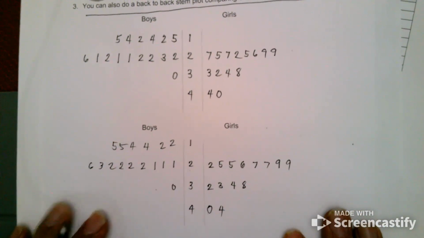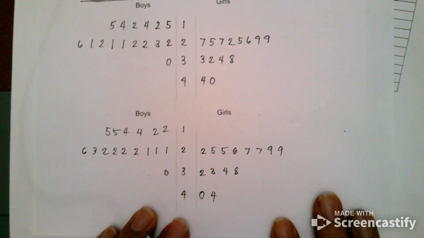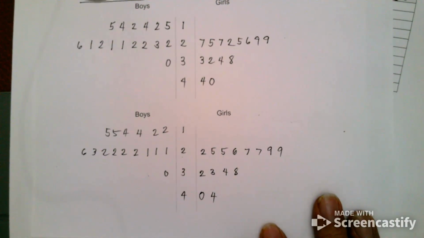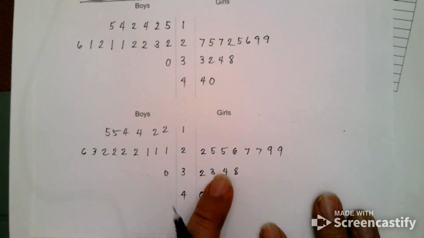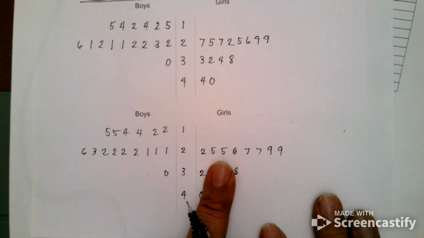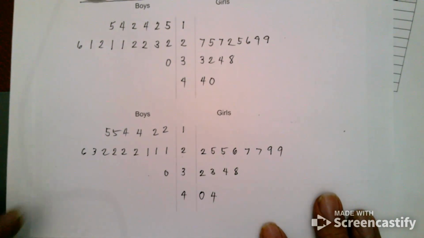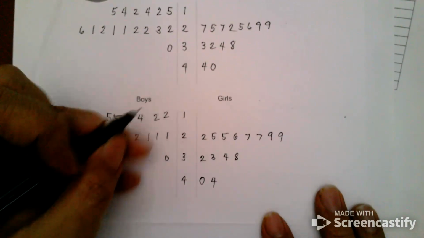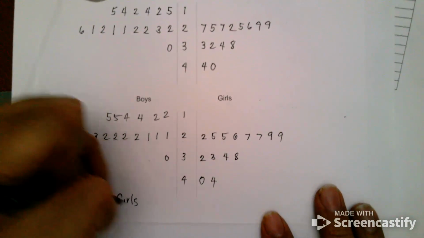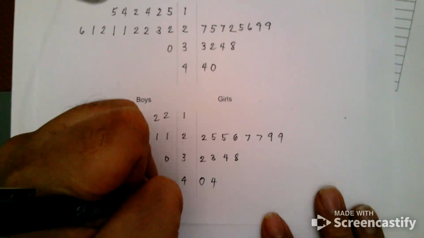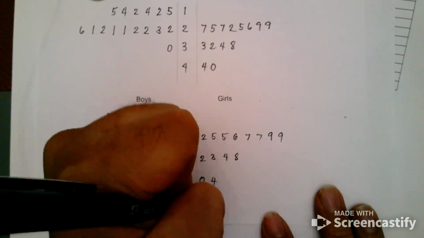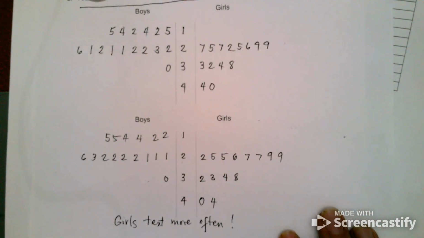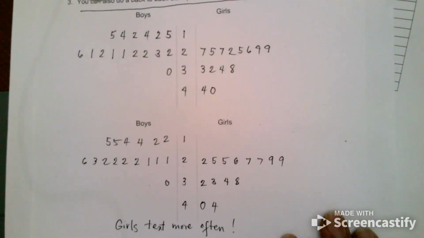As you can see here, you notice that most of the girls' texts are in the 40s, some in the 30s and 40s, and also 20s, while the boys are in the 20s and 10s. So obviously girls text more often, based on the data. Do you guys understand?